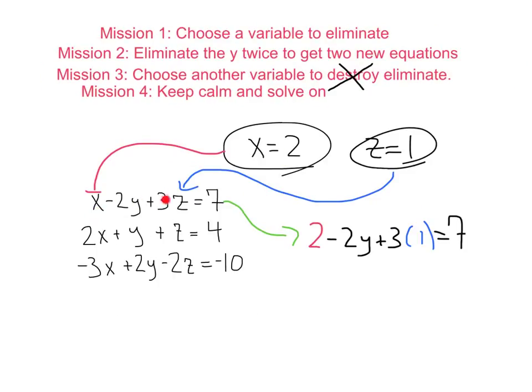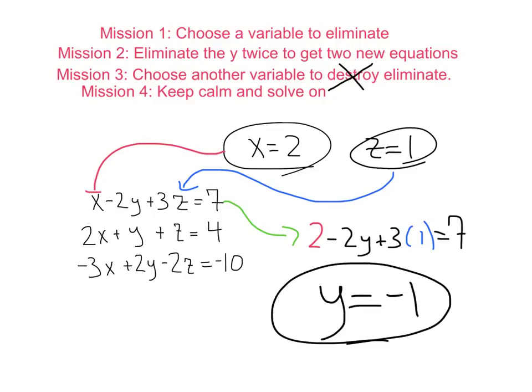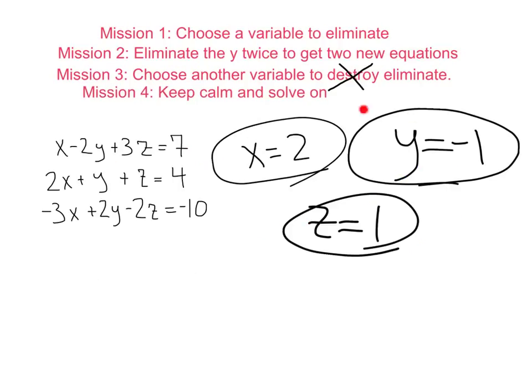Plugging those in, we're going to get 2 minus 2y plus 3z, 3 times 1, equals 7. Solve from there, and we're going to get y equals negative 1. And we've got our answers. x equals 2, y equals negative 1, and z equals 1. If you think you've messed something up, just take these variables and plug them back into these equations. You should get true answers confirming that you've successfully solved the system.